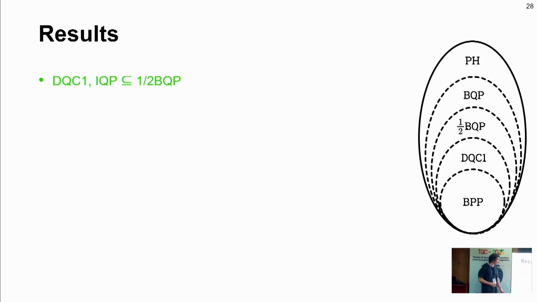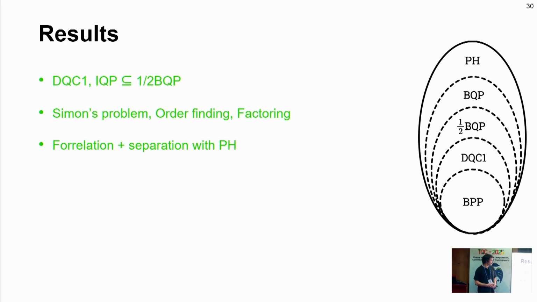In the paper where half BQP was defined, they showed that DQC1 is contained. But we noticed that IQP is also contained here. This is the first example of a sub-universal model that contains both one clean qubit and IQP. Furthermore, we show that all the usual problems based on Fourier sampling are in half BQP: Simon's problem, order finding, and even factoring, which is not an oracle problem in this case.